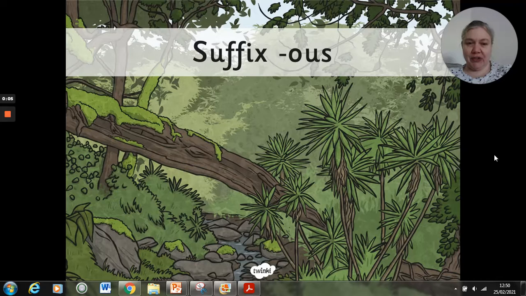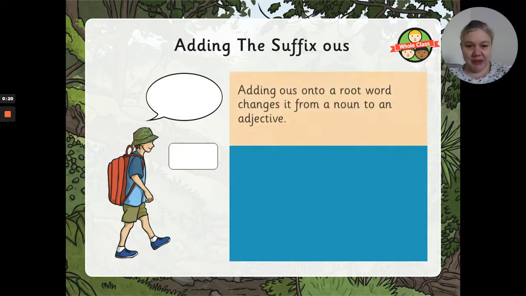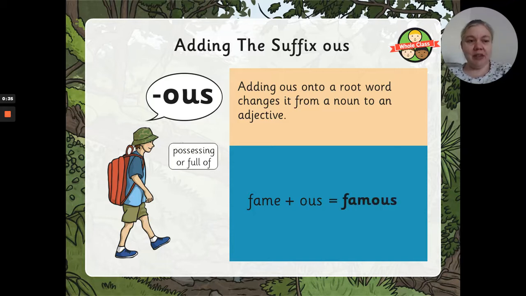This week we're going to be focusing on the OUS suffix, so I'm going to talk you through some of the rules that you need to apply when adding the OUS onto the end of a root word. So, what happens when I add the OUS suffix onto the end of a root word? Well, it changes the word from a noun to an adjective, and that adjective means that something is full of something or possessing something. So, for example, if I add the OUS suffix onto the end of the word fame, I get the word famous. Glamour, I get the word glamorous.